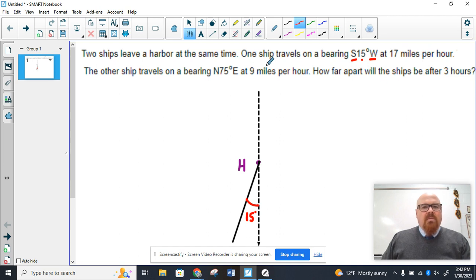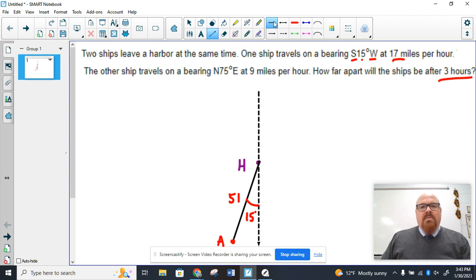Now, just because I know where this is headed, let's address this right now. If it travels at 17 miles per hour and it travels for 3 hours, that means it's gone a total distance of 51 miles. So the length of this segment is 51 miles. This is where the boat is. We'll call that boat A. Okay. Traveling in this direction for a total of 51 miles.